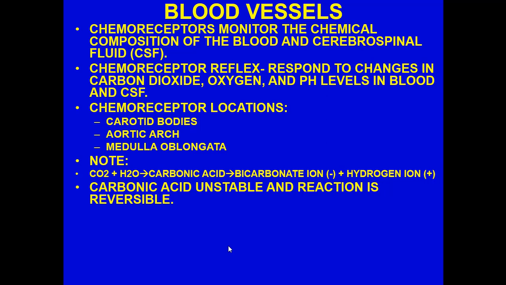Remember that if you take carbon dioxide with water, you get the formation of carbonic acid. And carbonic acid is unstable, and therefore it will break down to bicarbonate ion and hydrogen ion. Now, this reaction is reversible, so you can take bicarbonate ion and hydrogen ion, bring them together to form carbonic acid, that can break down to carbon dioxide and water. Remember that you also have an enzyme that will speed up the reaction called carbonic anhydrase. Okay?